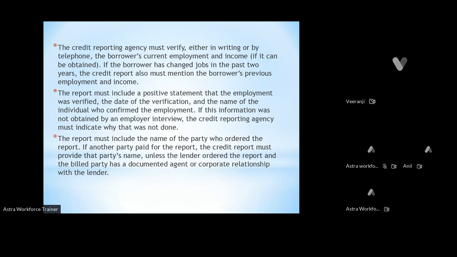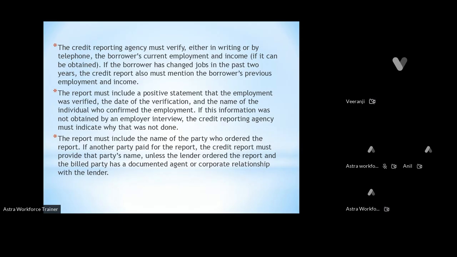The report agency must verify either in writing or by telephone the borrower's current employment and income, if it can be obtained. If the borrower has changed jobs in the past 2 years, the credit report also must mention the borrower's previous employment and income. The report must include a positive statement that the employment was verified, the date of the verification, and the name of the individual who confirmed the employment.